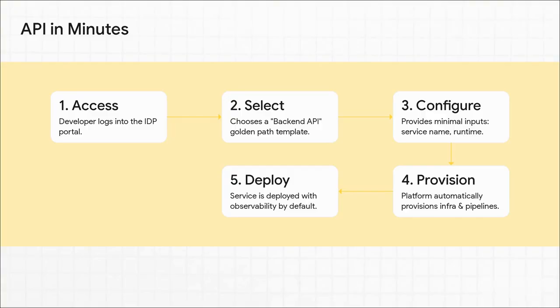Instead of filing 5 different tickets and waiting, the developer just logs into a single portal, they select the back-end API golden path, they provide maybe a couple of inputs like the service name, and they click Go. Then behind the scenes, the IDP provisions everything across any cloud, the repos, the CI/CD pipelines, the infrastructure, and it deploys a Hello World app with all the security and observability already baked in. A process that used to take days, maybe even weeks, now literally takes minutes.